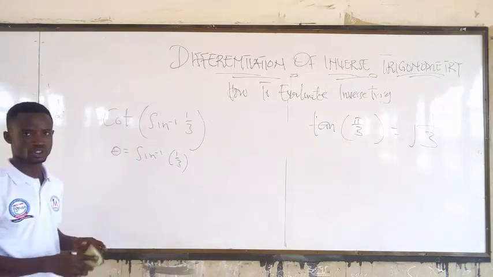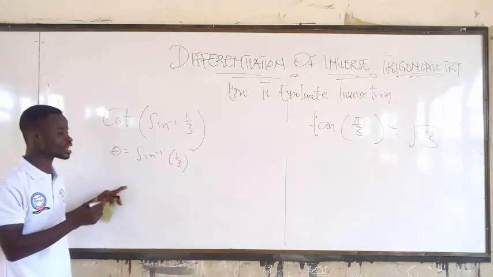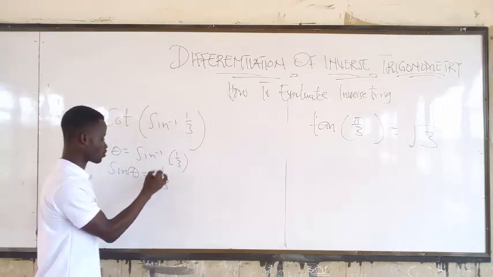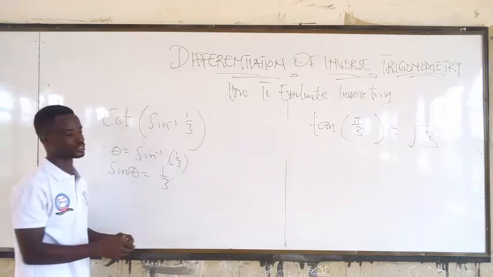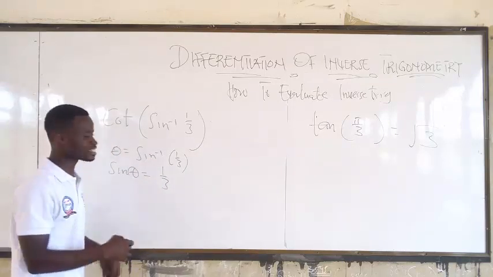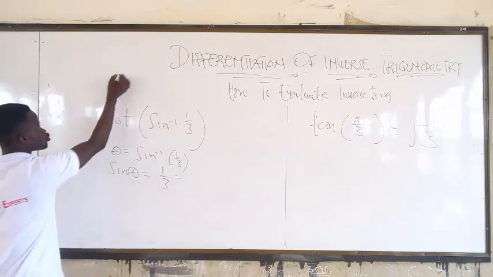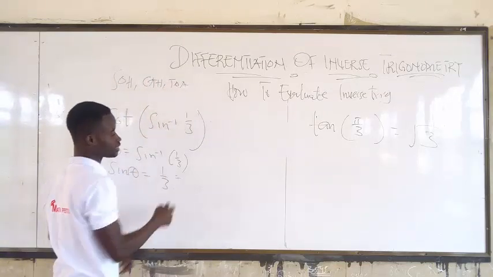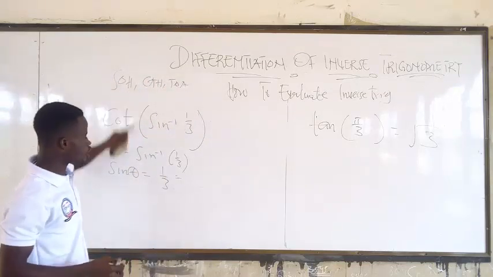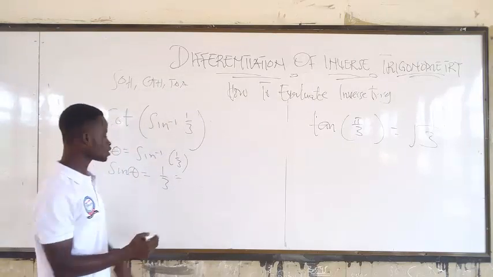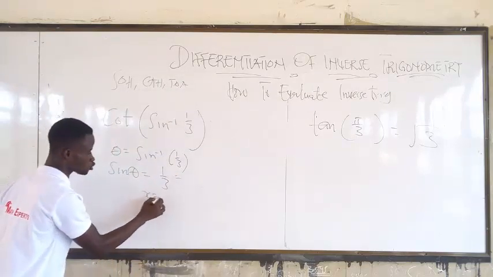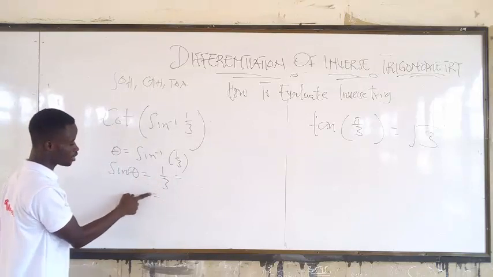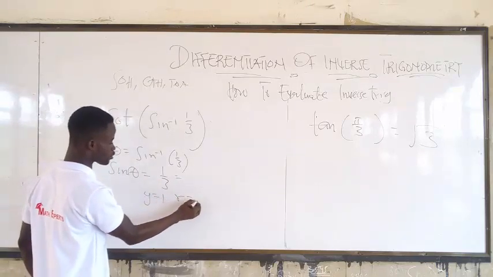Now take sine of both sides, and you're going to get sine theta equal to 1 over 3, because it will undo it. Now we know that sine is opposite over hypotenuse. That means that y is equal to 1 and r is equal to 3.